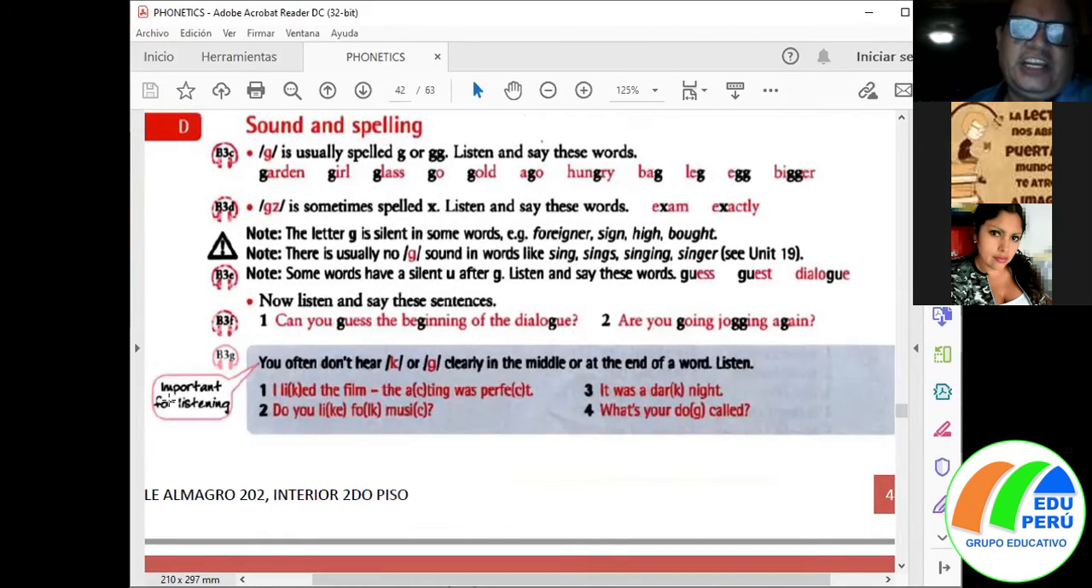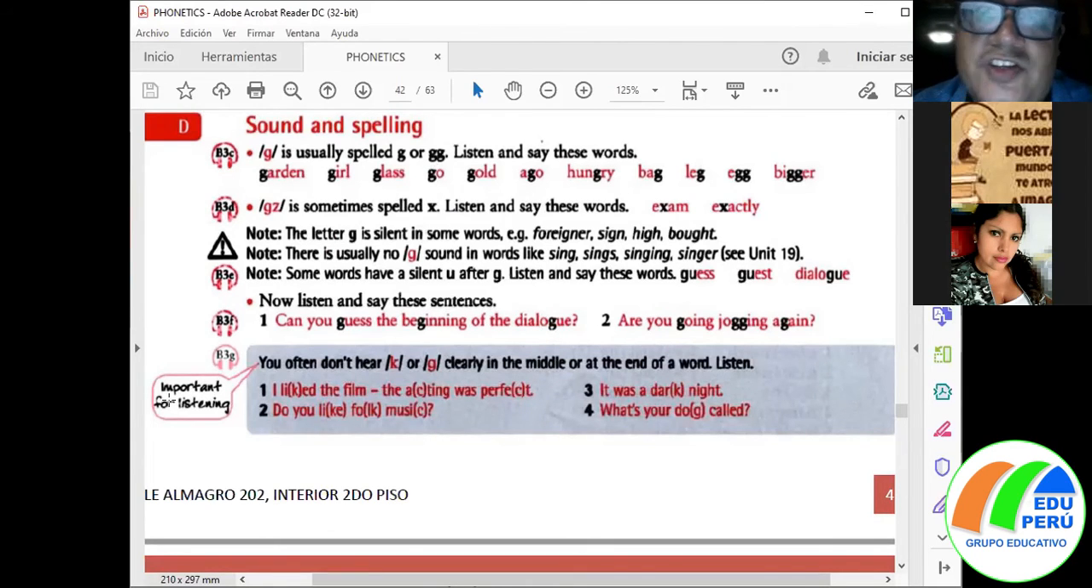The first note, the letter G is silent in some words too. Foreigner, sign, high. So you don't pronounce the letter G. The second note, there is usually no G sound in words like sing. This is what I talked to you a few minutes ago. Sing, singing, singer.